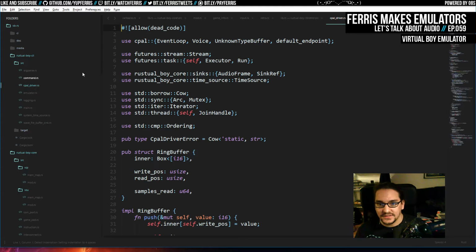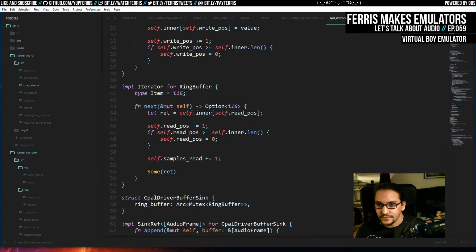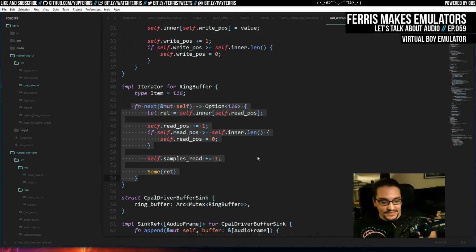In Rush2Boy, there's a CPAL driver, which is just my own module. Here we have a ring buffer, and I've implemented an iterator for it because this also does some resampling, which I haven't talked about. In the Virtual Boy's case, the audio unit will produce samples at a rate of 41.6 repeating hertz. The system-level audio API may not allow an output buffer with that sample rate, and on Windows, for example, it doesn't. So you have to resample the buffer.